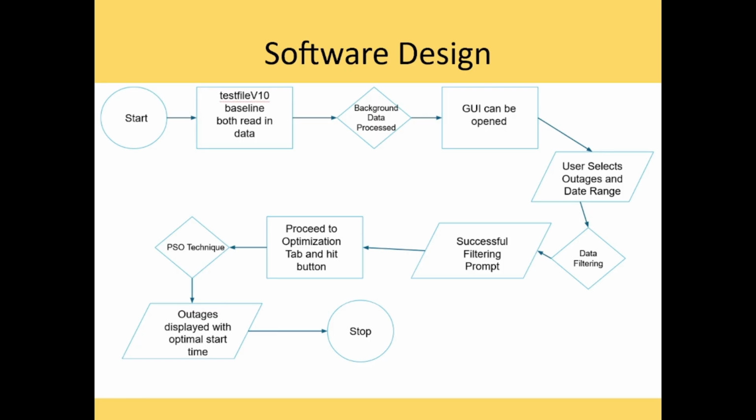Once you hit that button, particle swarm, which is our main technique for scheduling, will run in the background, which will then display each outage selected, giving it a start time as well as an end time based on how long the outage is supposed to last, giving you an optimized schedule for any and every outage that you have selected.